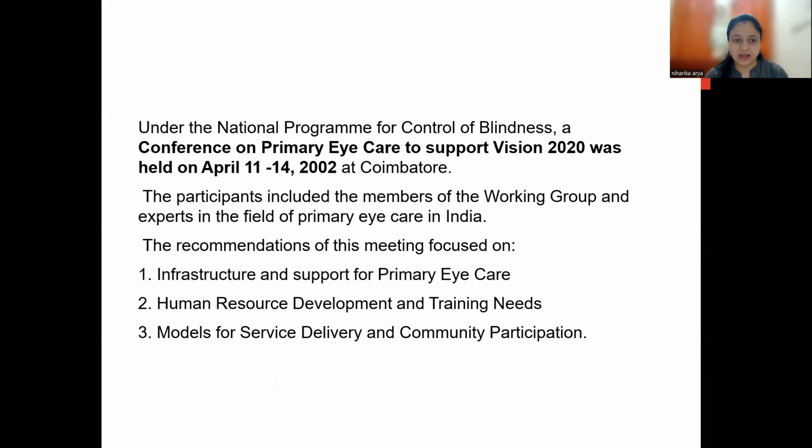Under the NPCB, a conference on primary eye care to support Vision 2020 was held on April 11 to 14, 2002 at Coimbatore. The participants included the members of the working group and the experts in the field of primary eye care in India. The recommendations of this meeting focused on infrastructure and support for primary eye care, human resource development and training needs, models for service delivery, and community participation.